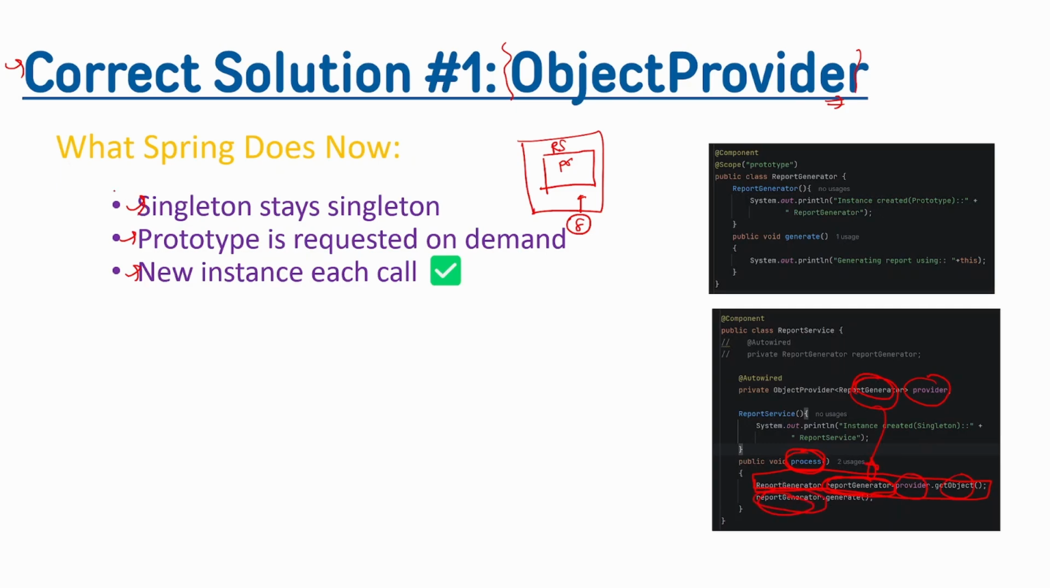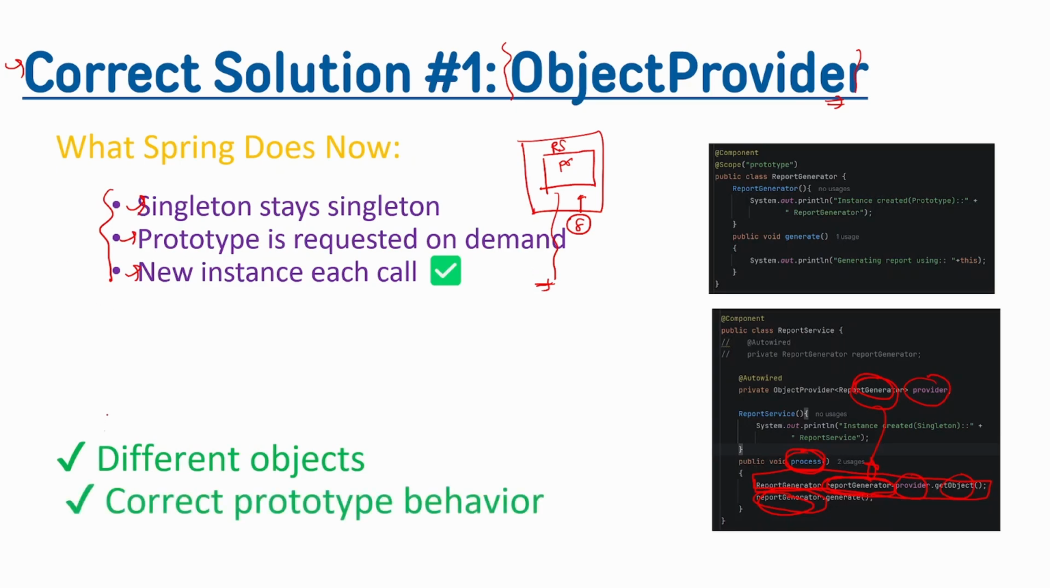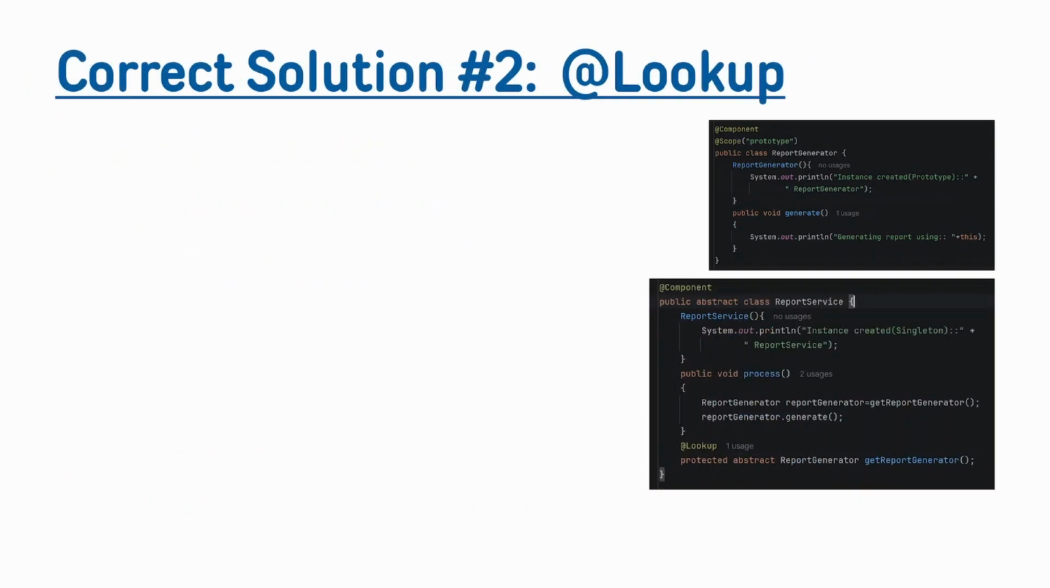So now the prototype scope regains its use. We are getting different objects, so it is the correct prototype behavior that we were expecting. So we can use the prototype bean inside the singleton bean using the object provider. Now let's see the second method.